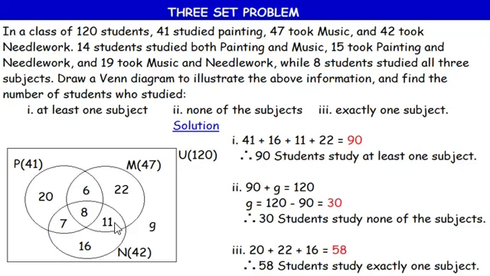14 plus 11. So that gives us 25. Right, then we subtract the 25 from the 47, and that gives us a difference of 22. So 22 represents those who study music only. I believe you are getting it.